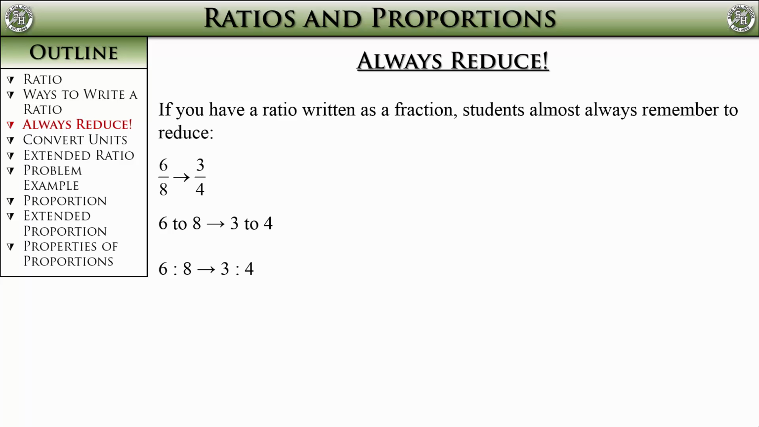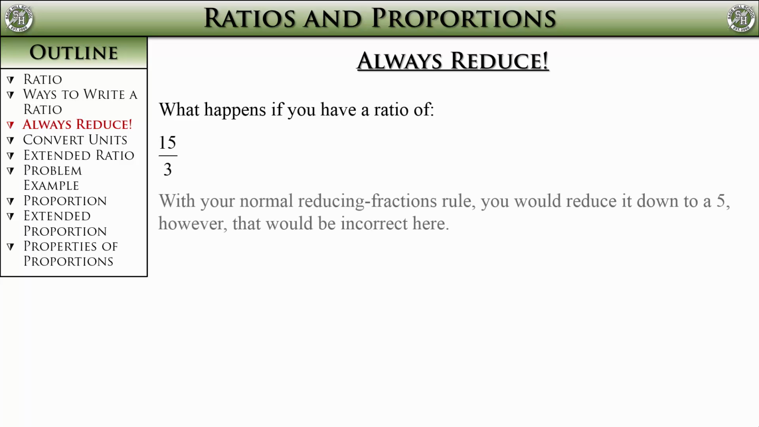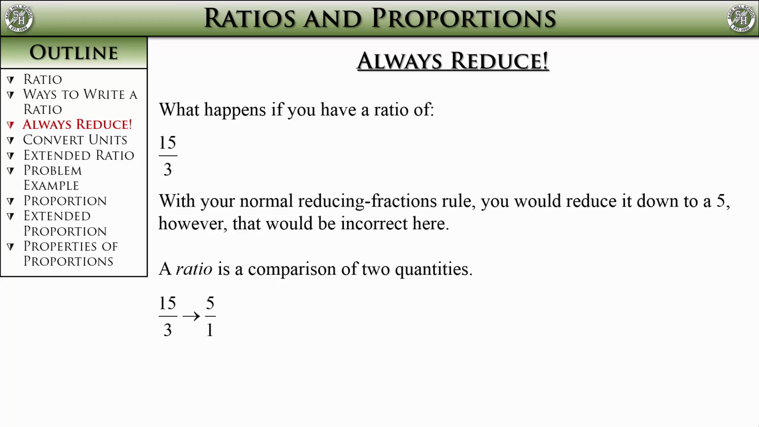Since most students naturally remember to do that with fractions, and you usually have your choice which method of writing them down you want to use, many students opt to use the fraction method when they can, so that they don't forget to reduce their answer. One last thing with these ratios which can be tricky. What happens if you have a ratio of 15/3? With your normal reducing fractions rule, you would reduce it down to a 5. However, that would be incorrect here. Why? What should you do instead? The official definition of a ratio clearly says that it is a comparison of two quantities, and 5 is not two quantities. It is only one. So in this case, you should reduce down to 5 to 1, not simply 5. 5/1 is a valid comparison of two numbers.